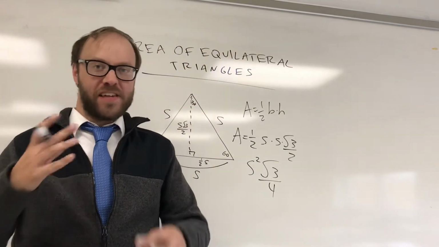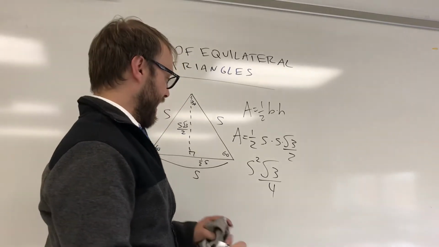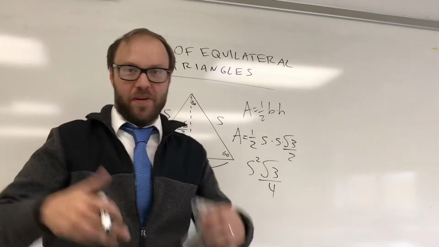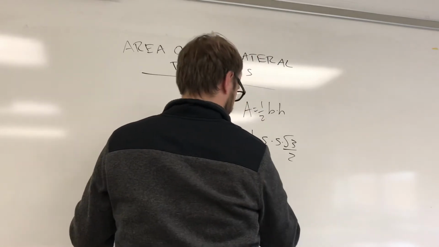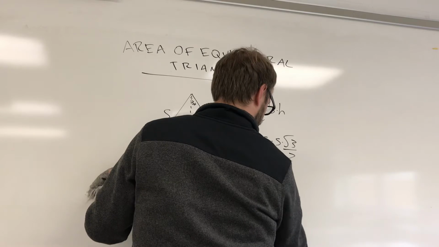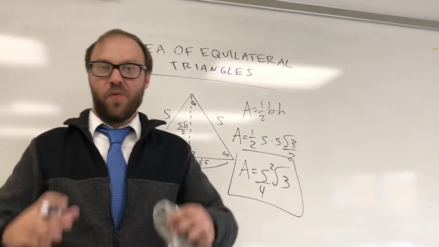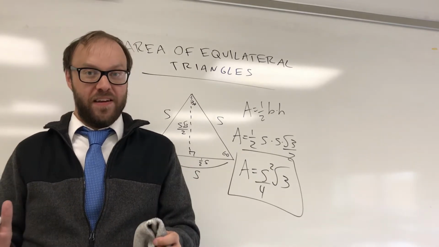Now, your book is going to rearrange this just a little bit. They're going to say it's 1/4 of s squared and then multiplied by radical 3, but it's all the same difference. So your book's formula for the area of an equilateral triangle is that it's s squared over 4 times radical 3. It's not 100% required, but it is a pretty convenient formula.